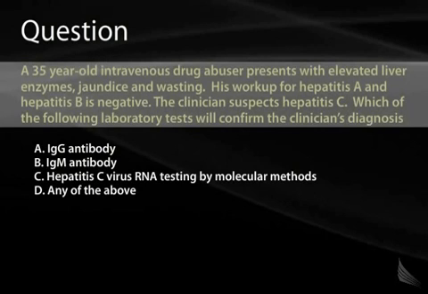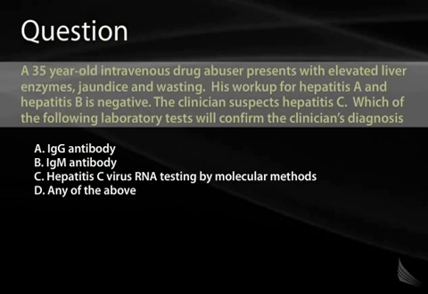Question. A 35-year-old IV drug abuser presents with elevated liver enzymes, jaundice, and wasting. Workup for Hep A and Hep B is negative. The clinician suspects Hep C. Which of the following lab tests will confirm the clinician's diagnosis?